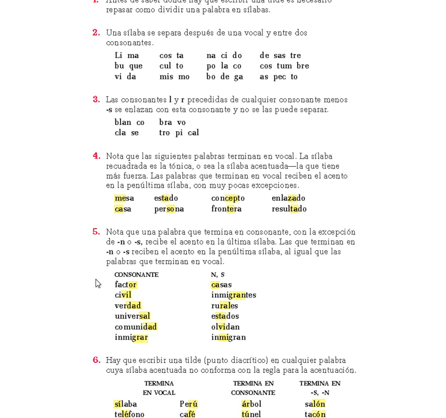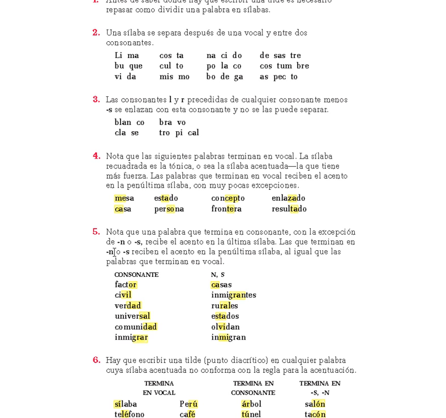Number 5. Nota que una palabra termina en consonante. Now it's different. All of my words here end in a consonant. Con la excepción de N o S. With this exception, N or S. Actually, N or S is going to go up in number 4. Recibe el acento en la última sílaba. That means now we're going to put the stress, if a word ends in a consonant, on the last syllable.